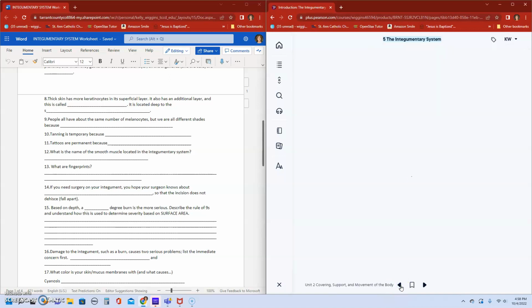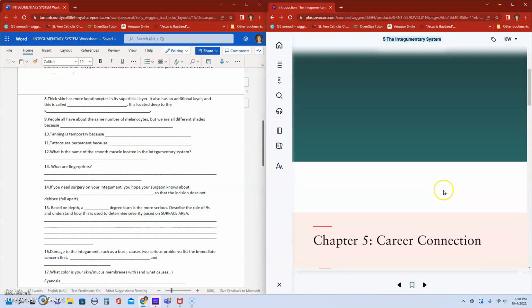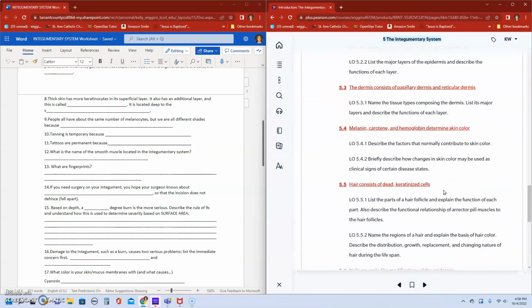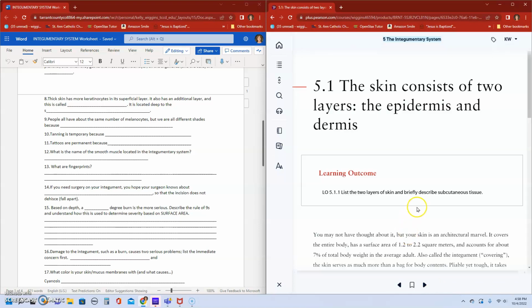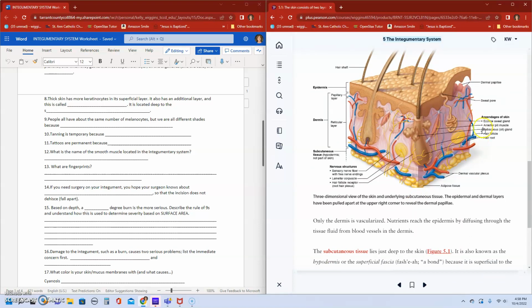Let's see, I think we have some cool pictures here. There we go, the erector pili muscle.